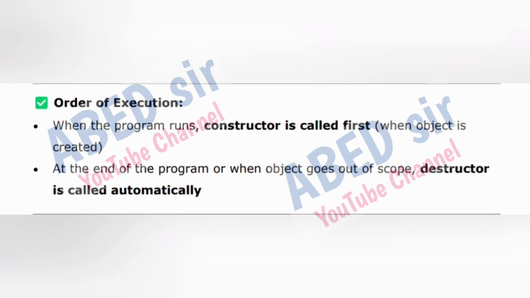Order of execution. When the program runs, constructor is called first when object is created. At the end of the program or when object goes out of scope, destructor is called automatically.